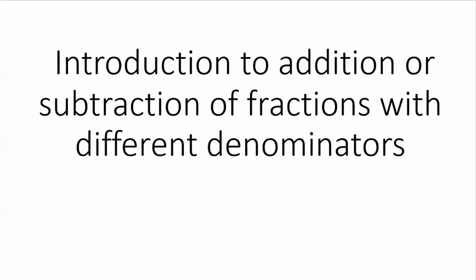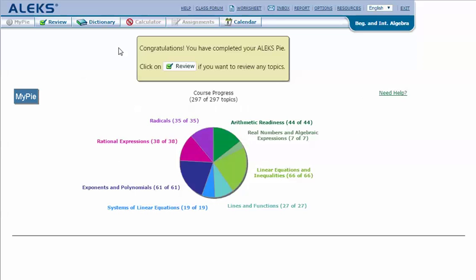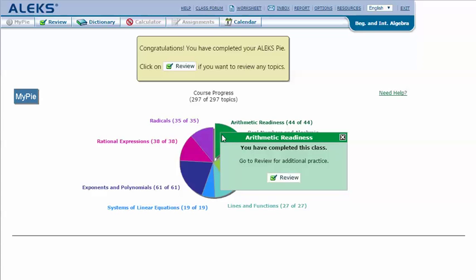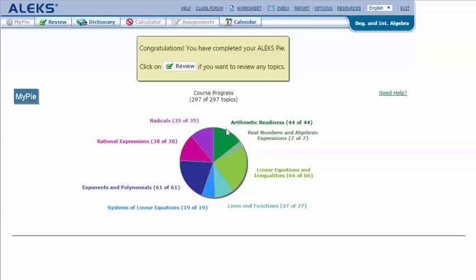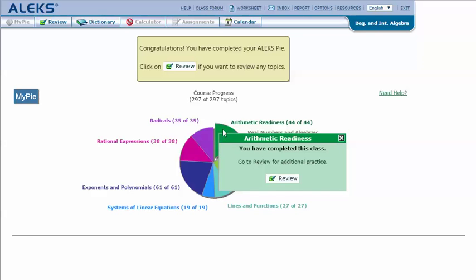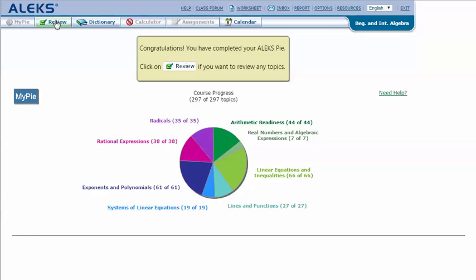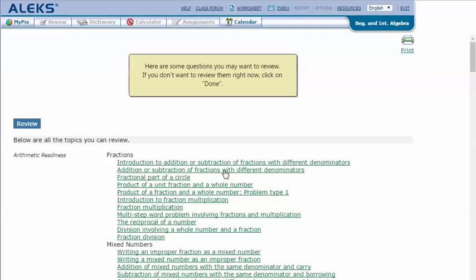Introduction to addition or subtraction of fractions with different denominators. In your ALEKS math course, if you hadn't previously mastered this topic, you would find it here in the light green slice, Arithmetic Readiness, by mousing over the slice and revealing the drop-down list of topics you need to cover. But since I've already mastered this topic, it's not here when I mouse over the green slice. So for the purpose of this tutorial, I'm going to find it here in Review by clicking on Review and clicking on the first one, Introduction to Addition or Subtraction of Fractions with Different Denominators.